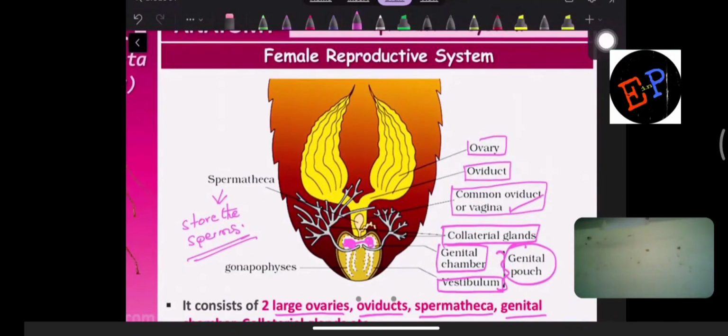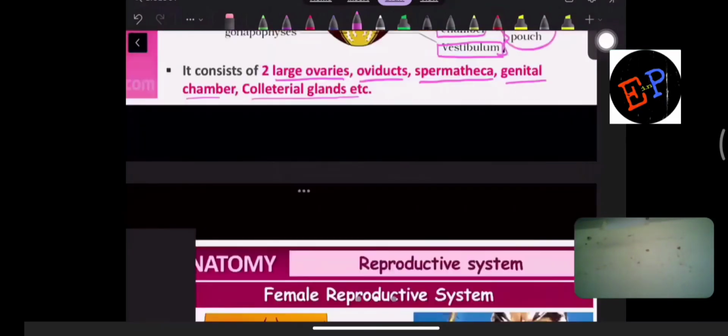So ovaries are connected to oviducts. How many ovaries are there? Two ovaries. So two ovaries are connected to two oviducts. Both the oviducts enter into a common oviduct, also called the vagina. Then these glands are also present. Now let us see what is the function of each of them. Okay, so see here.